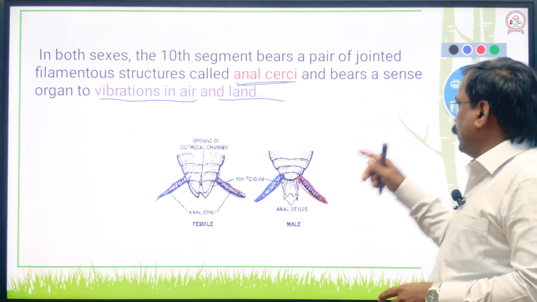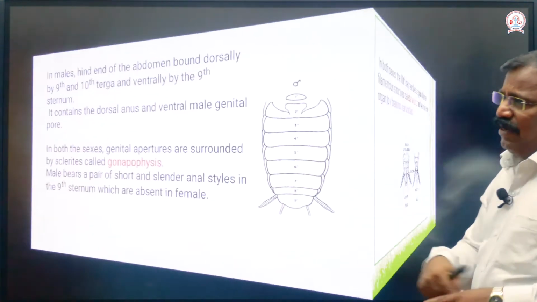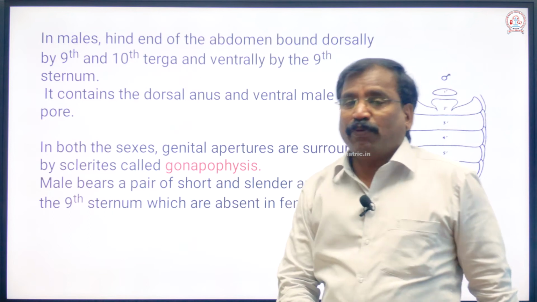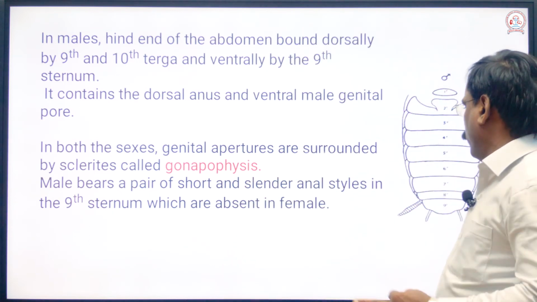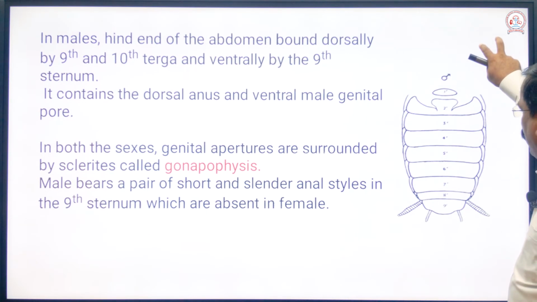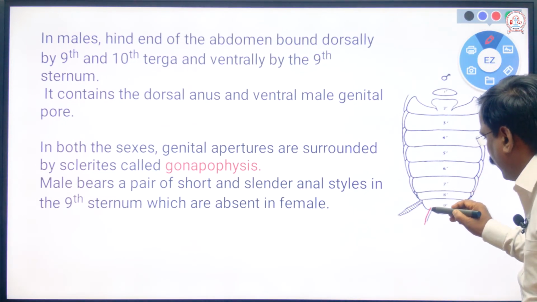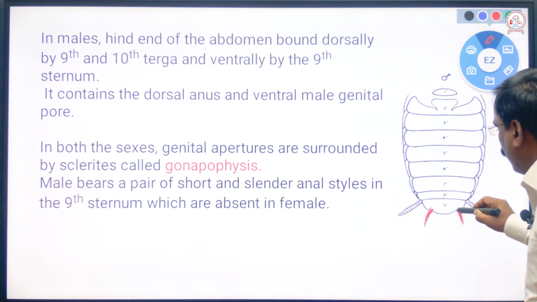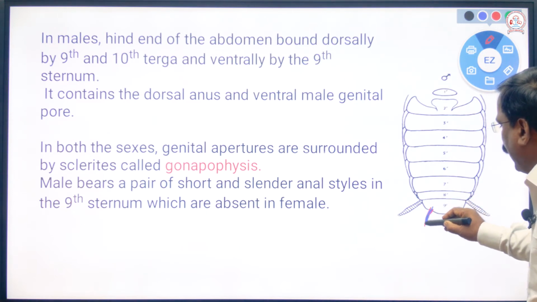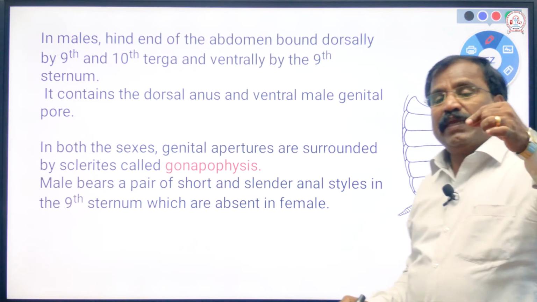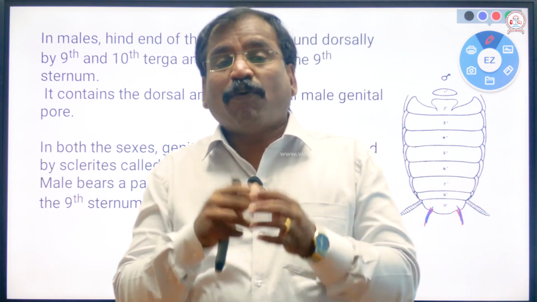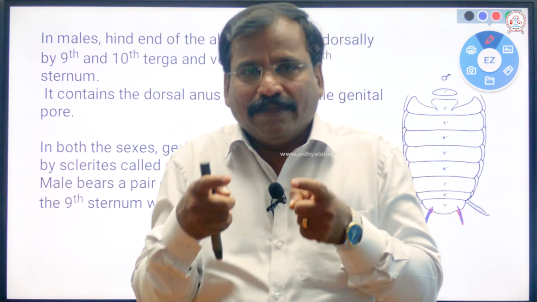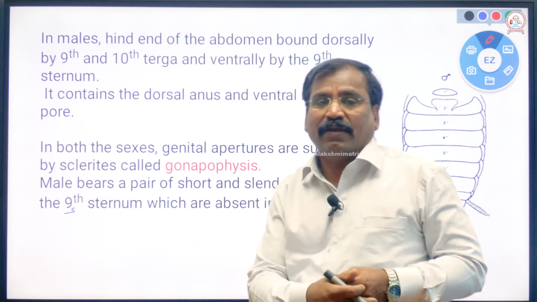And another thing, listen: the anal style. From the 9th segment, very important, from the 9th segment of the male cockroach, the anal style is located. A style is a pointed structure, with spiny projections. That is found only in the male cockroach. A pair of anal styles arises from the 9th segment, the 9th sternum.